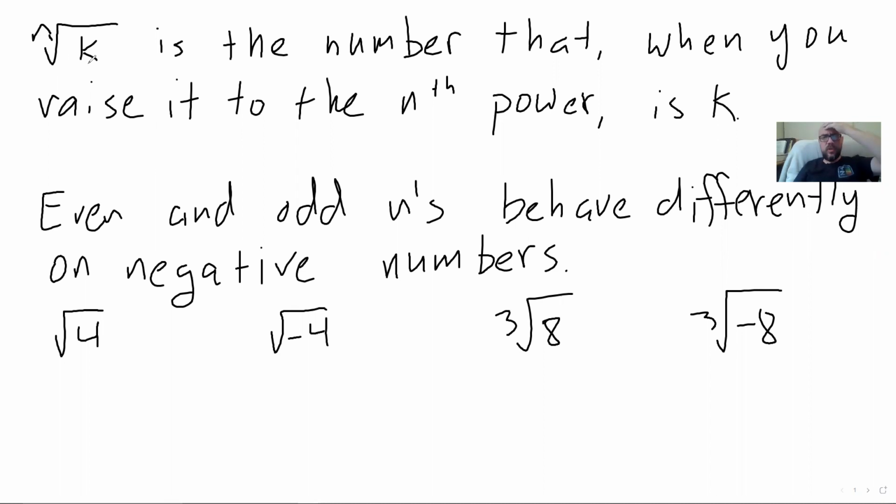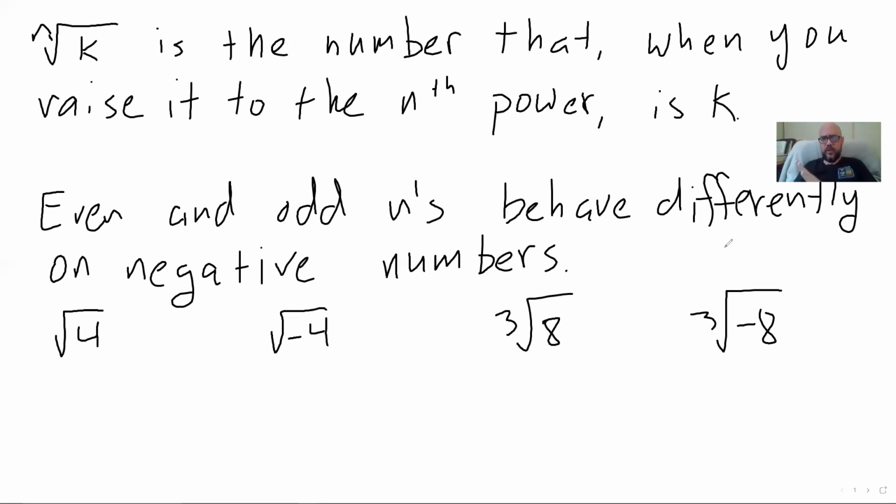So the first thing I want to establish is that even and odd indices work differently with respect to negative numbers. With respect to positive numbers, they were pretty much exactly the same. However, with respect to negative numbers, they do different things because of what raising a negative to an even power does versus raising it to an odd power. I'll explain that in a little bit.